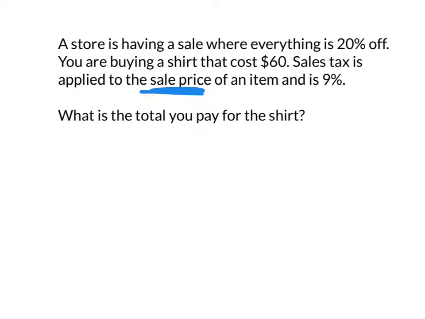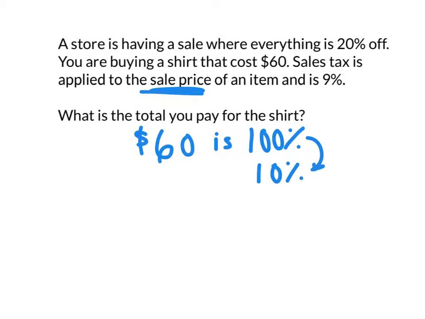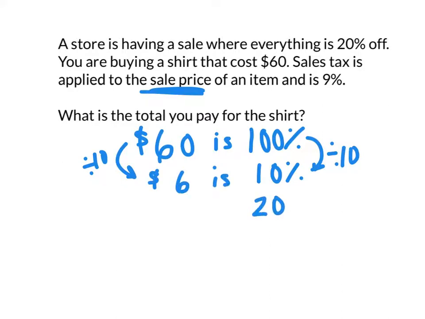So the shirt regularly costs $60, so $60 is 100%. Okay. I like to find 10% first. I think it's the easiest way to go. So we divide by 10, and that would mean that $6 is 10%. And from there we can find 20% by multiplying by 2. So we end up with $12 is 20%.